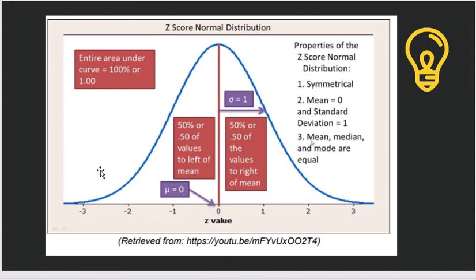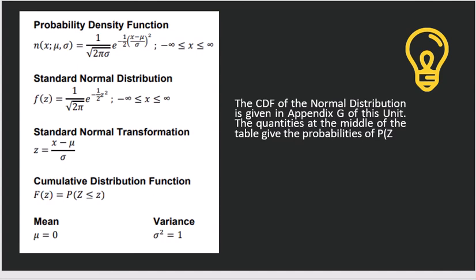So therefore, your curve is a normal distribution. So for you to understand this, the probability density function, just follow. So we have the given formula, and we have the standard normal distribution, so using the infinity, and the standard normal transformation, and the cumulative distribution function. So you have your mean and you have your variance.